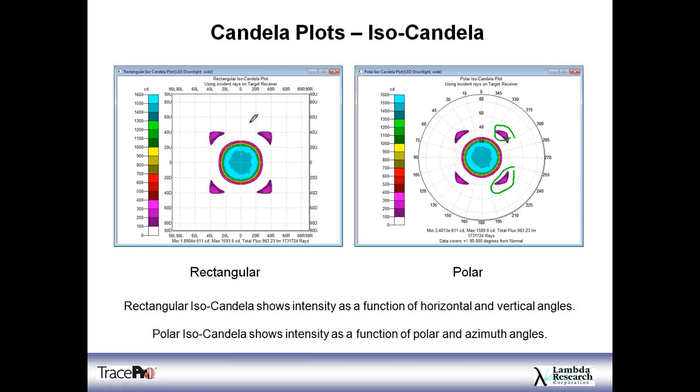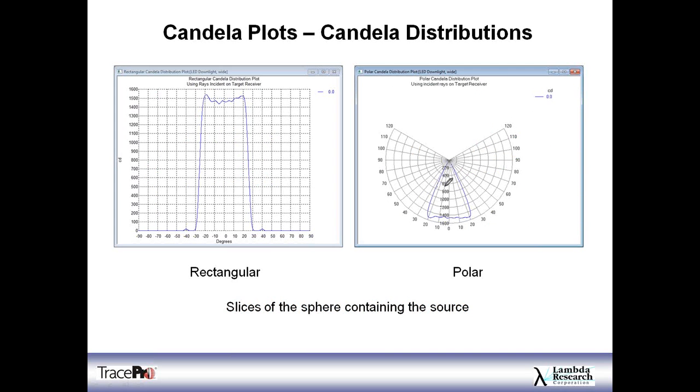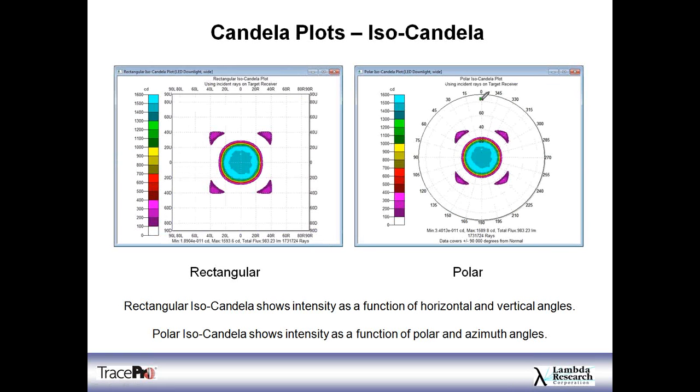So these give you more complete information because you're seeing both horizontal and vertical or polar and azimuth angles. In the case of a polar graph, the Candela distribution for the polar would be a slice across this data. So how would this look if we sliced it across here or sliced it across there? The Candela distributions represent a snapshot of the isocandela, and the isocandelas offer a little more complete information.